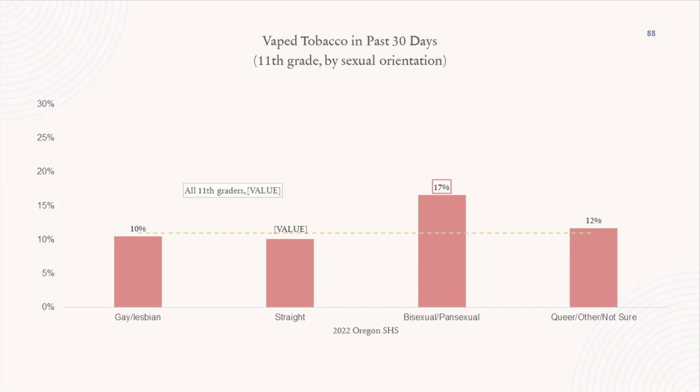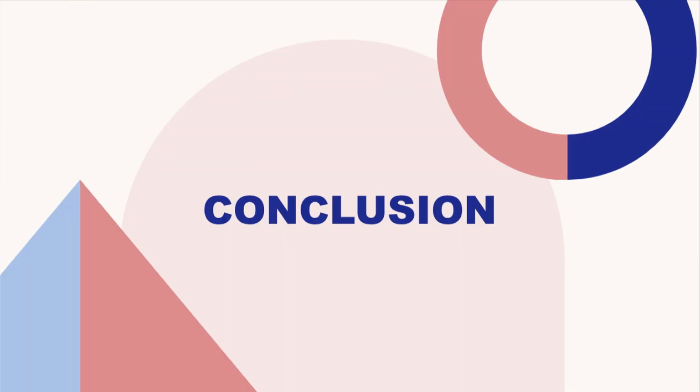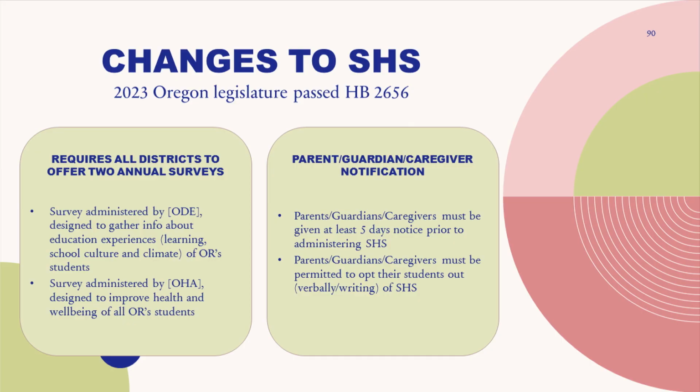And again, among 11th graders, we see similarities as we've seen in previous slides. 11th graders who identify as bisexual or pansexual report much higher rates of vape tobacco use in the past 30 days when compared to the state rate of vape tobacco use. And so to conclude, I'm going to describe some of the changes to the SHS and what's happening in the world of youth voice and youth engagement.